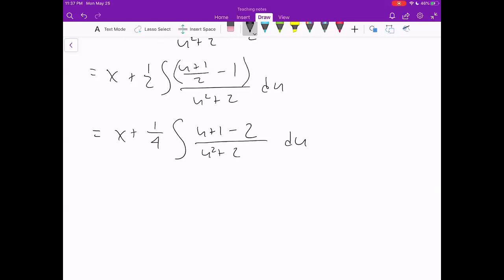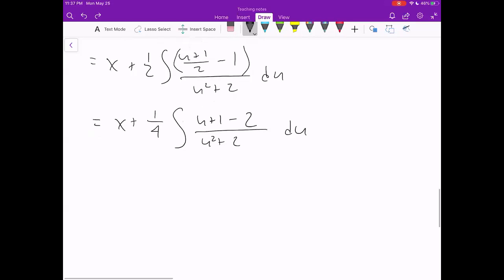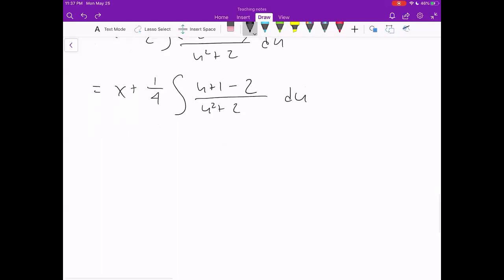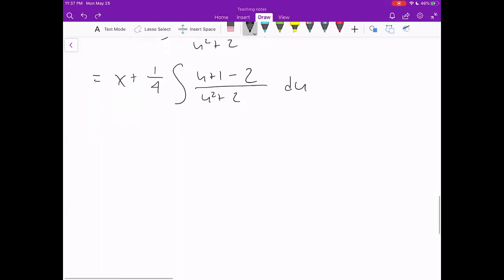Let that sink in for a minute. I think the hardest thing is seeing why that's a 2. The reason is that if you distributed a 1/2 in there, you would get u plus 1 over 2, and then 2 times 1/2 is 1. So that's why that's a 2 there. Dividing by 1/2 is the same thing as multiplying by 2. Okay, so let's see what we're left with.